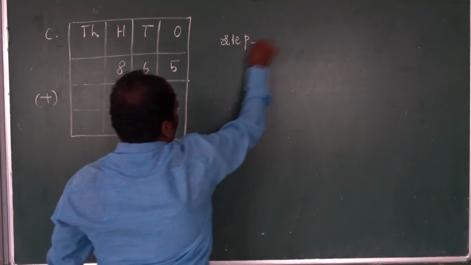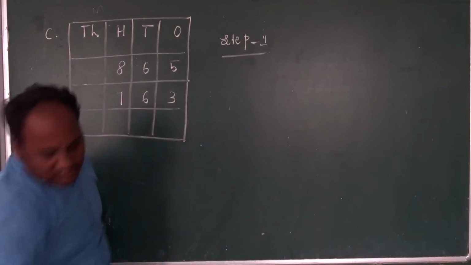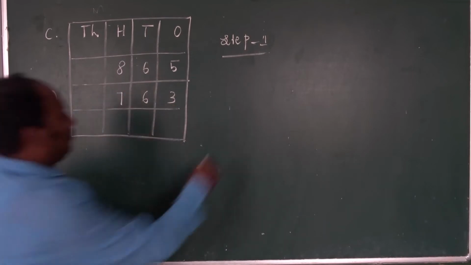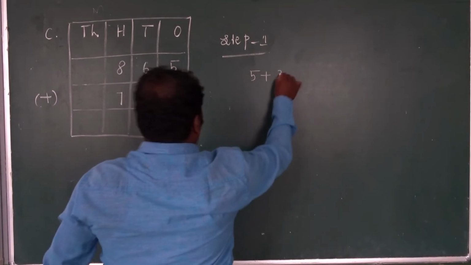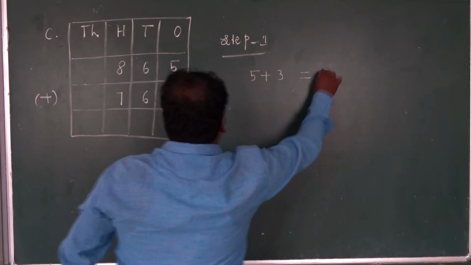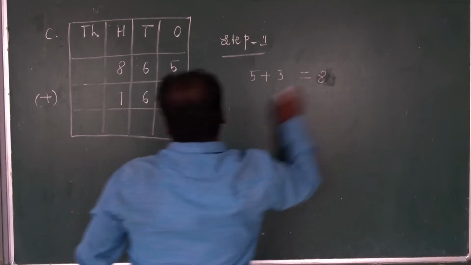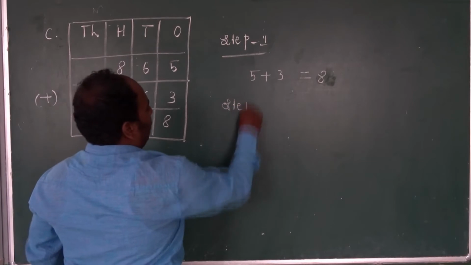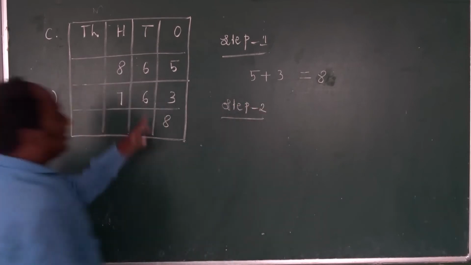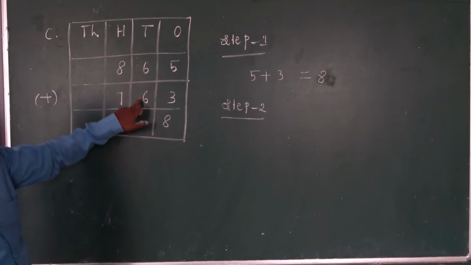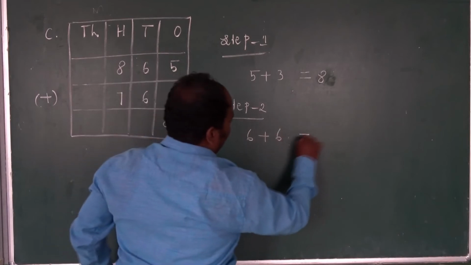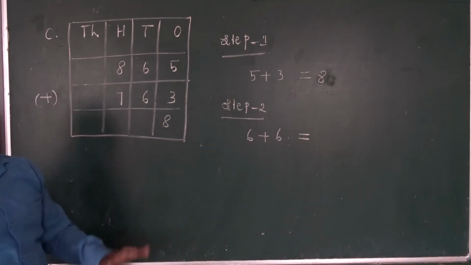Step 1. First we add 1's place, 5 plus 3 is equal to 8. The next step 2. We add 10's place. The 10's place is 6 plus 6. 6 plus 6 is equal to 12.